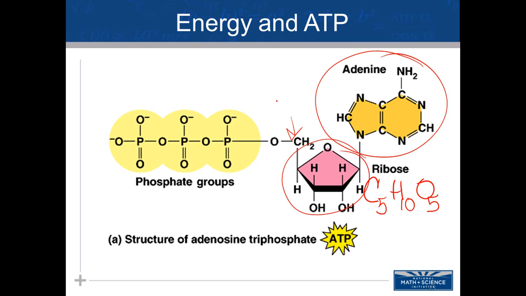And these phosphate groups, as you'll notice, they all have negative charges. And so these phosphate groups actually repel one another. So the bonds keeping these phosphates together is a very weak bond. And we call it a high energy bond because it's very easy to remove a phosphate and put it onto another molecule.